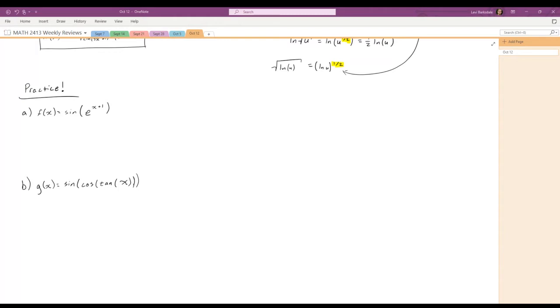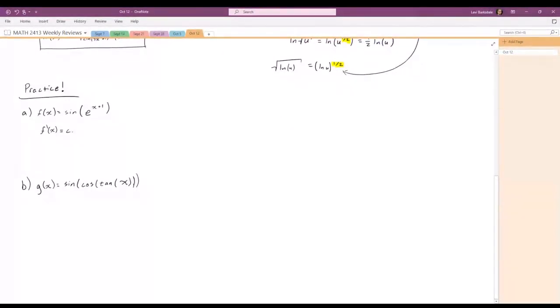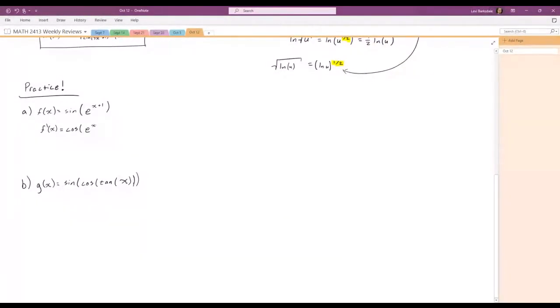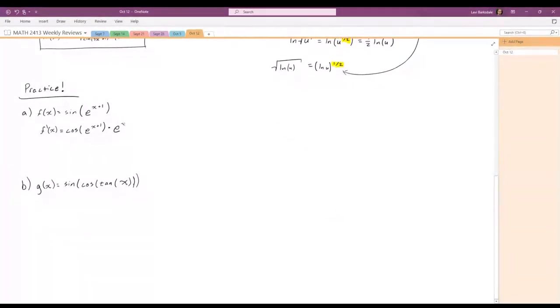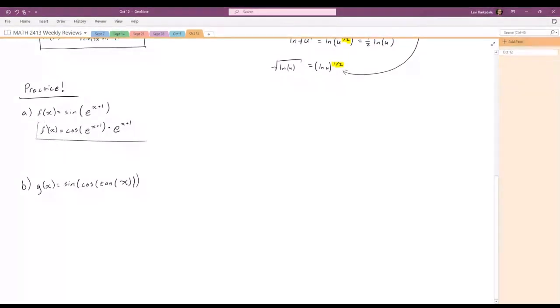All right. Let's go ahead and go over these. So the first one, fairly straightforward. We always start with our outside. Our outside function in this case is sine. The derivative of sine is cosine. We leave the inside alone. And then we multiply by the derivative of the inside. The derivative of e to the x plus 1 is e to the x plus 1. In this case, the derivative of x plus 1 is just 1, so we could think about multiplying by 1 here, but it doesn't make a difference in our final answer, so we'll just leave it out.